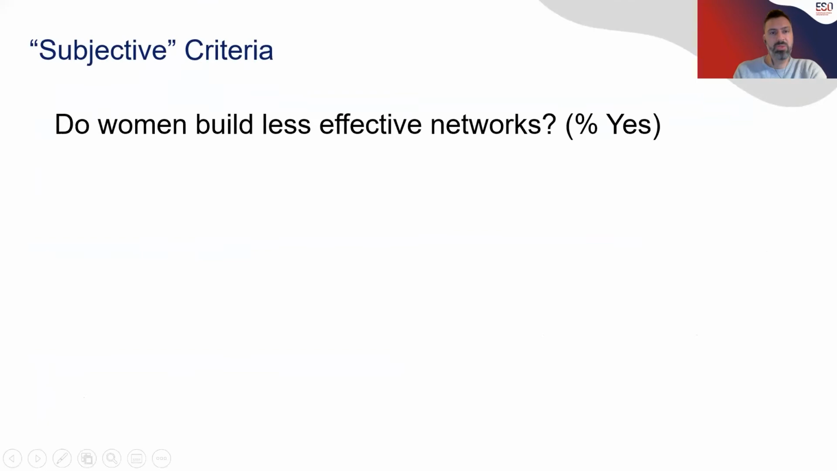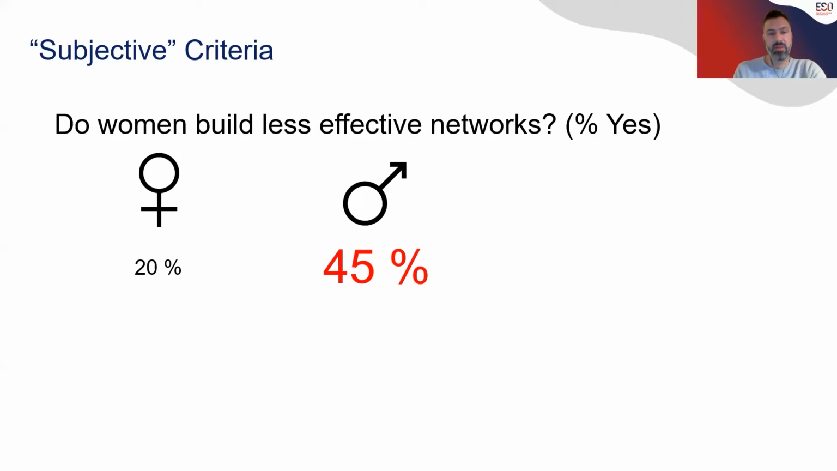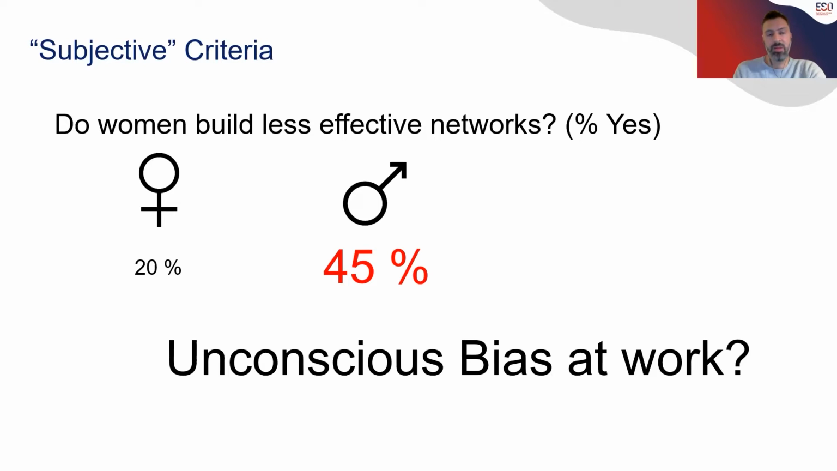Then if we go to the subjective question, do women build less effective networks, yes or no? It's interesting to see that only 20% of the female participants think that's true, but 45% of the male participants think that's true. So maybe we have a case of unconscious bias, people thinking something that is not true, because if you see in the slide before regarding the number of networks they participate in, this was not the case, at least in this collective of people answering the questionnaire.